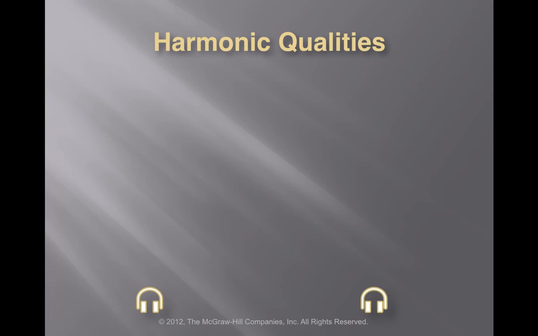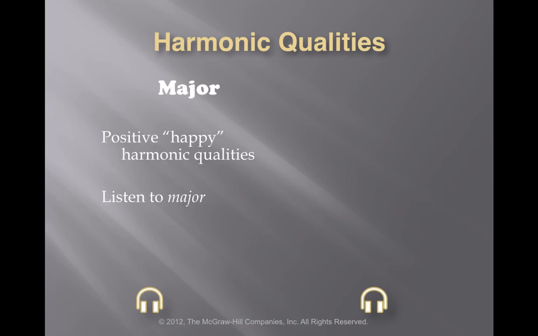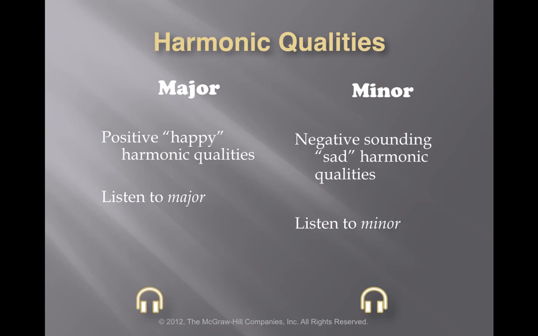Now, for our class, when you are listening for harmony, I'll ask you to describe it one of two ways. First of all, there is major, and when a piece of music has a major harmonic quality, we would describe it as sounding positive or having a happy sound. On the other hand, there is minor, which has more of a negative sound. It might sound sad or menacing.